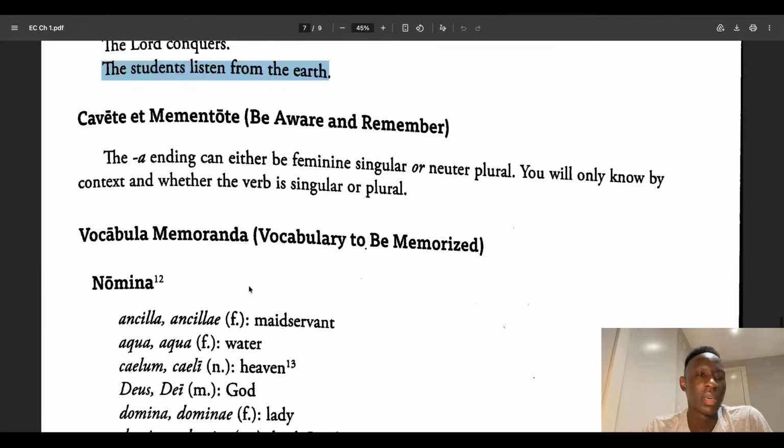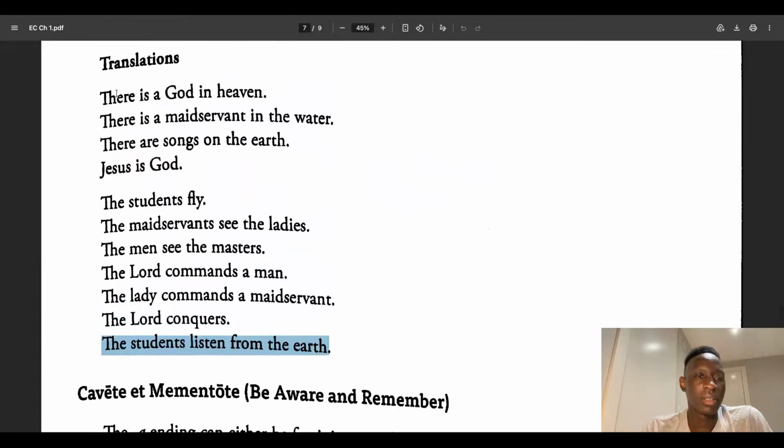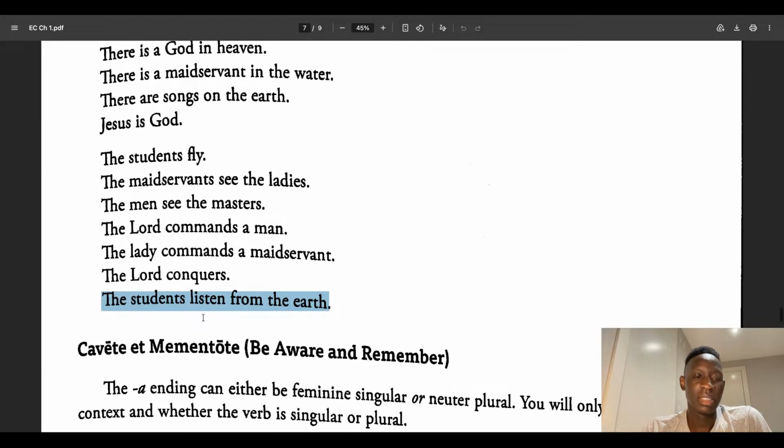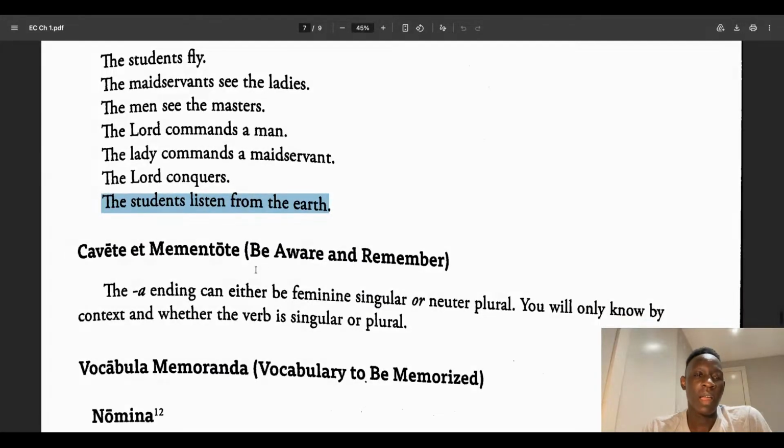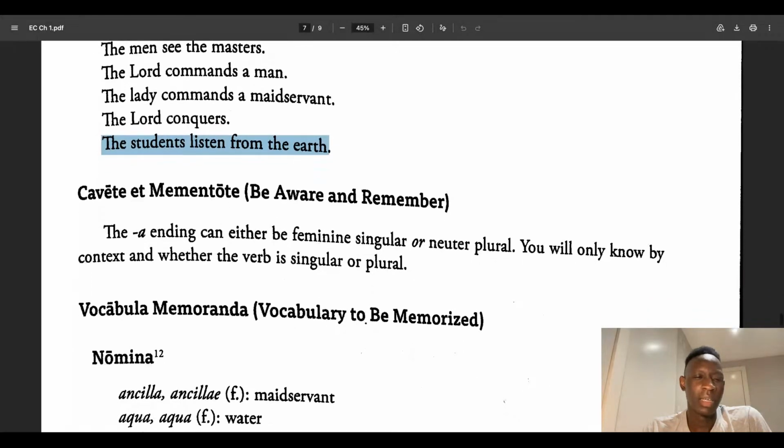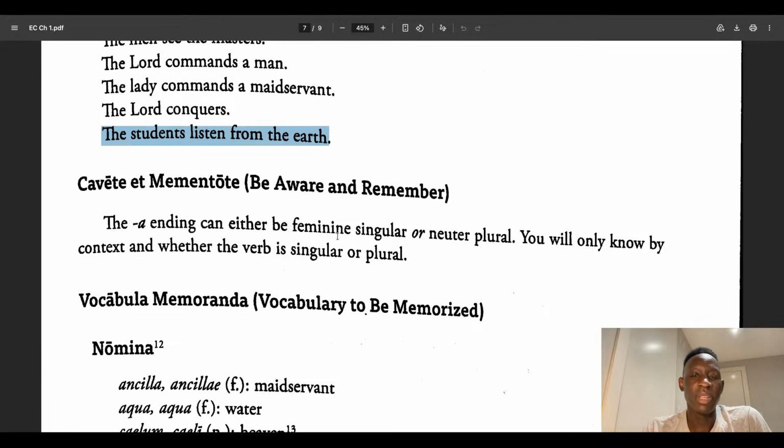Oh. Okay, so the translations are: there is a God in heaven, there is a maidservant in the water, there are songs on the earth, Jesus is God, the students fly, the maidservants see the ladies, the men see the masters, the Lord commands a man, the lady commands a maidservant, the Lord conquers, the students listen from the earth. Cavete et mementote, be careful and remember. The a ending can either be feminine singular or neuter plural. You'll only know by context and whether the verb is singular or plural.